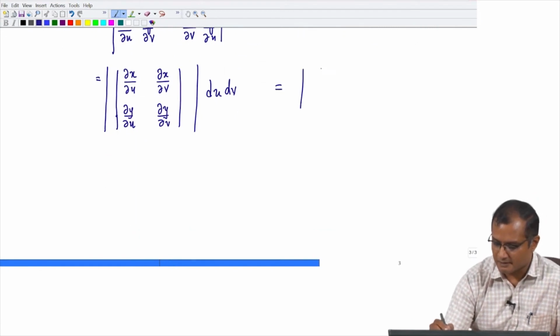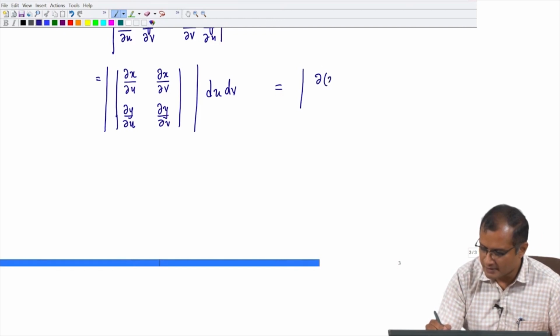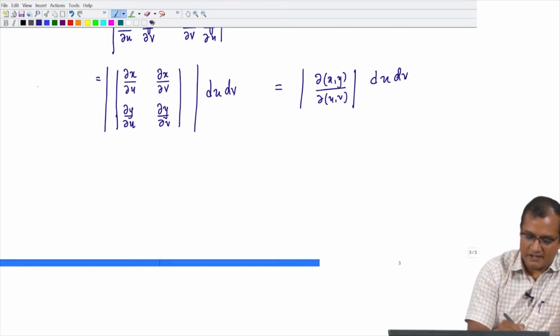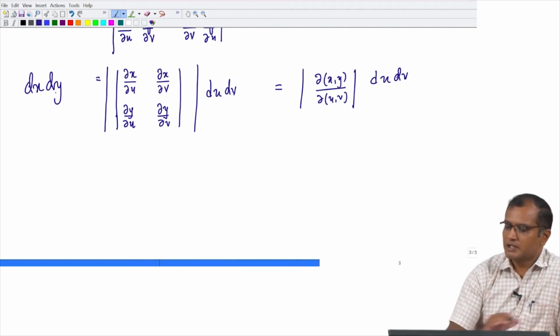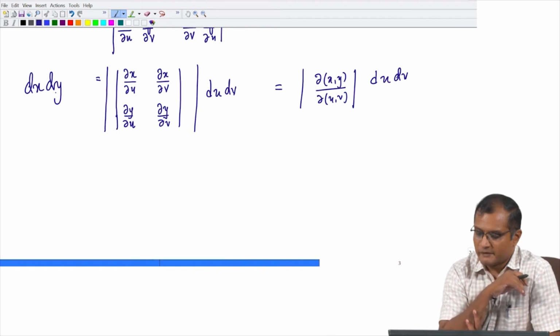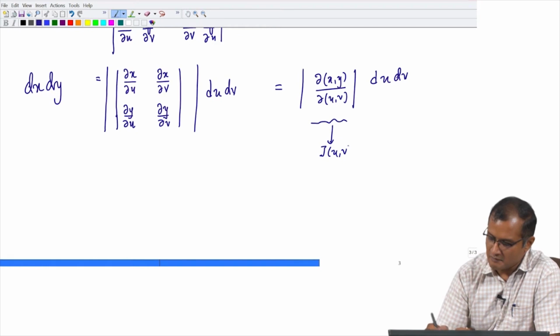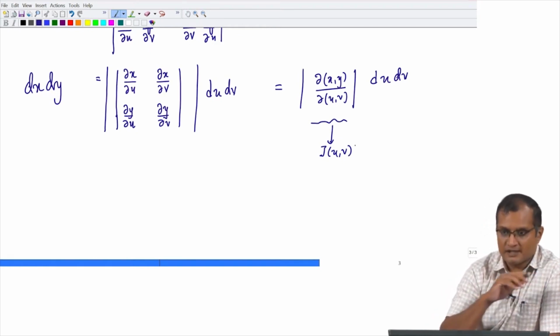So, I will say this is basically del x comma y over del u comma v, which is the Jacobian of the transformation times du dv. So, as the left hand side is basically dx into dy, that is my area element in the Cartesian coordinate, du dv is the area element in the uv coordinate system, the amplification factor is the Jacobian. Okay. So, now you can find out this amplification factor.